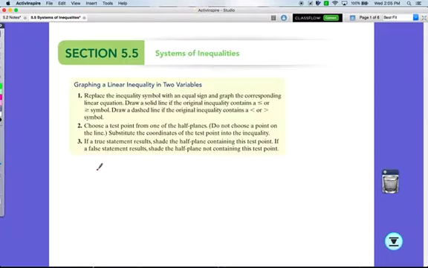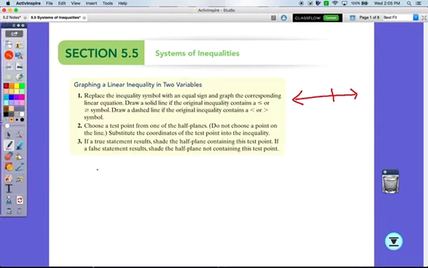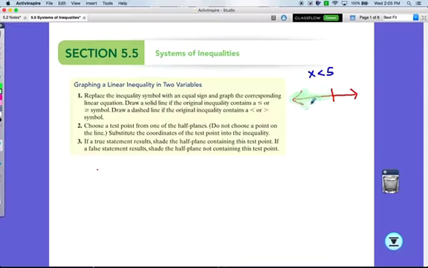If you remember linear inequalities, which I believe was chapter 1 or chapter 2, we graphed those. We had a number line, and we said, okay, maybe x is less than 5. So we would shade to the left of 5, and since it had a less than, we put an open parenthesis on it. Okay, systems of inequalities.